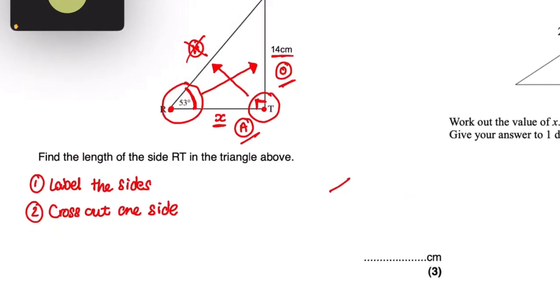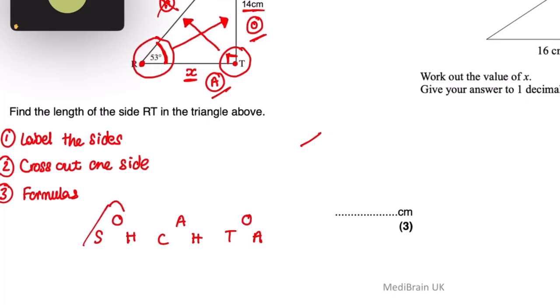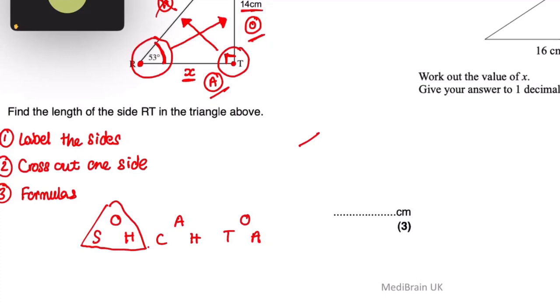Okay, now once we've crossed out the hypotenuse, we're going to write down our formulas. So we've got SOH CAH TOA. We've got SOH, we've got CAH, and we've got TOA.